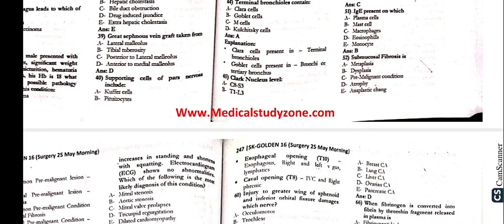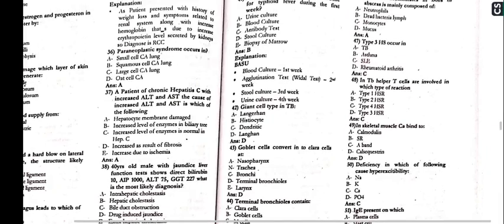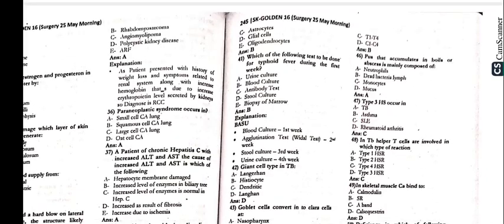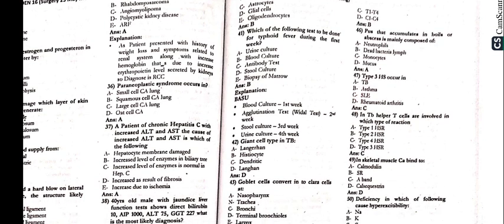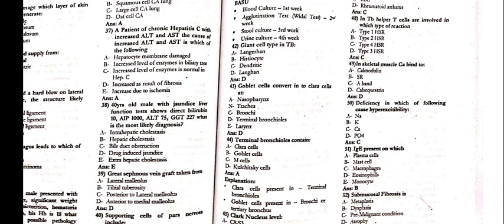Supporting cells of the pars nervosa include the pituicytes, that is the pituitary. Next, 41, which of the following tests is to be done for typhoid fever during the first week? There is a mnemonic BASU, and it is blood culture. Next 42, the giant cell type in TB is the Langhans.